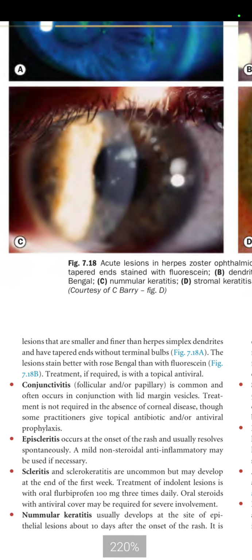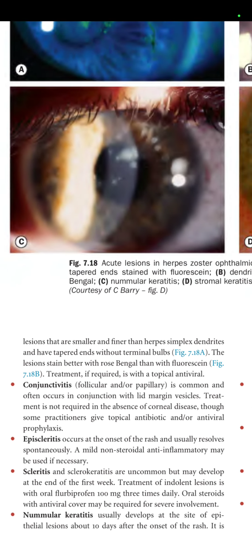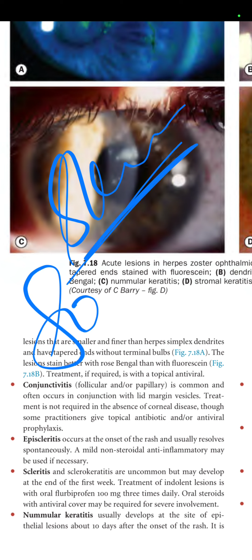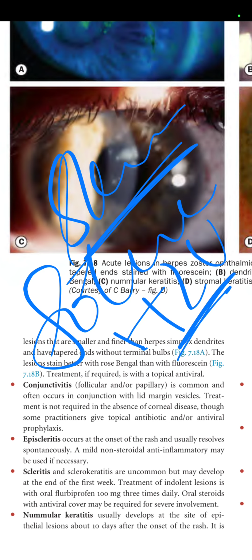Conjunctivitis. Follicular or papillary is common and often occurs in conjunction with the lid margin vesicle. Treatment is not required in the absence of corneal disease, though some practitioners give topical antibiotic and or antiviral prophylaxis. So if there is a skin vesicle, then there may be associated follicular conjunctivitis with herpes zoster virus.